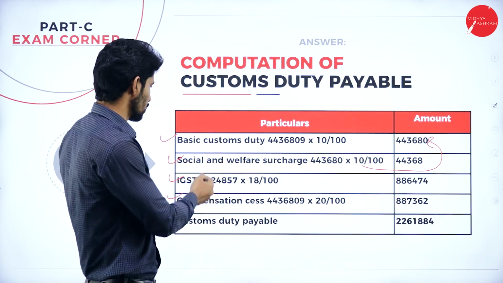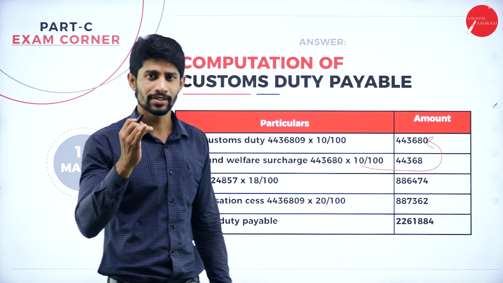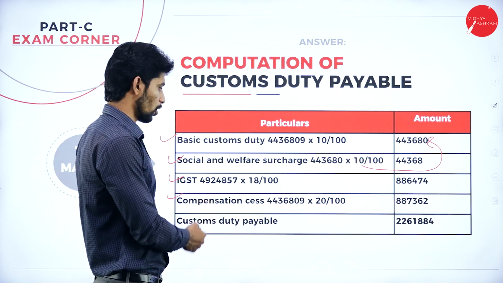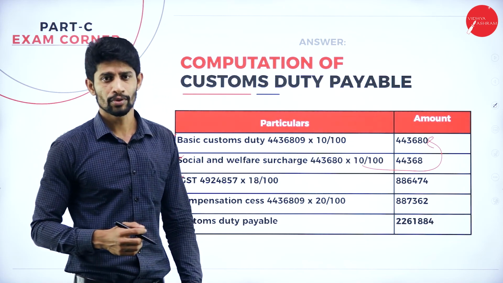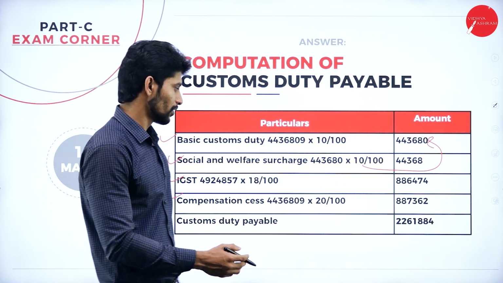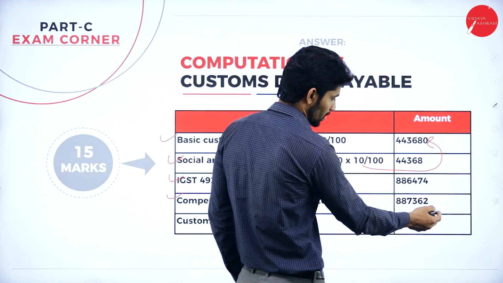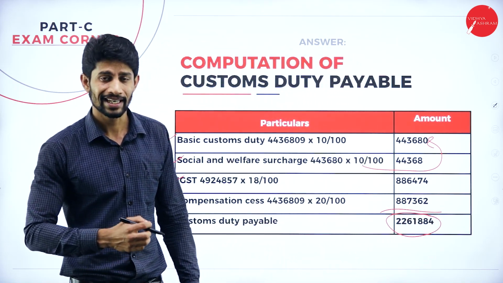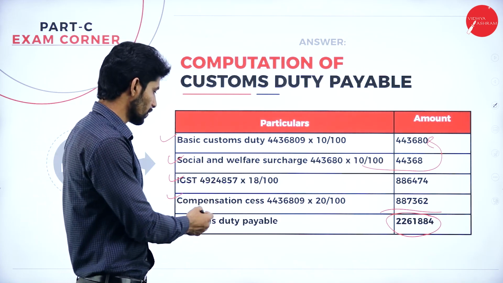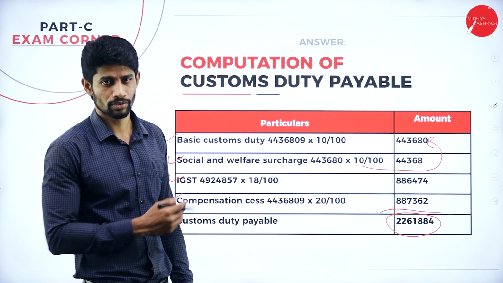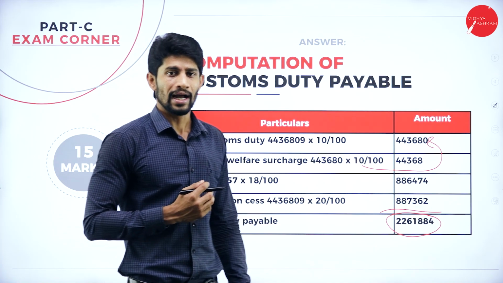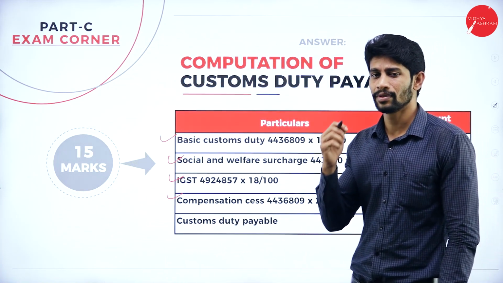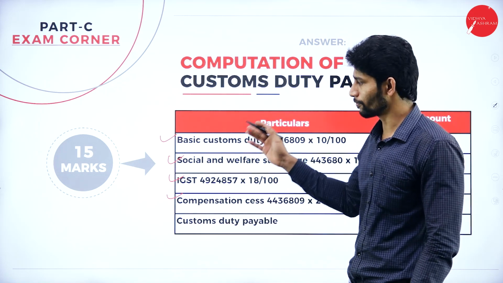that is on 4,43,680 into 10%, you will get 44,368. Next, IGST will be computed on basic custom duty, assessable value and social welfare charge. Next, compensation cess, again you will be computing on the assessable value. So if you total these four taxes, you will get the grand total, that is 22,61,884. That value is called what? Customs duty payable. So this is how you are supposed to attend question number 1, that is computation of assessable value and custom duty payable for 15 marks.